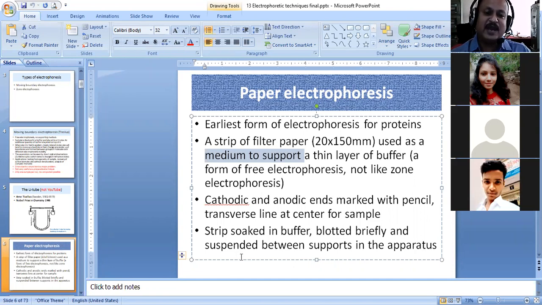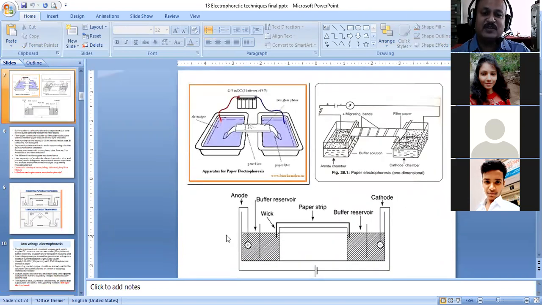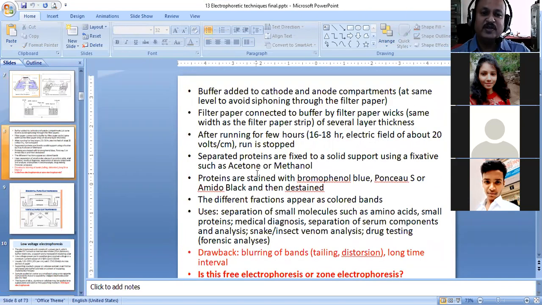And then what could be the advantage here? The advantage is that after the electrophoresis is over, when we stop the electrophoresis, we put something called a fixative, or a fixer. Here we use acetone or methanol as a fixative.